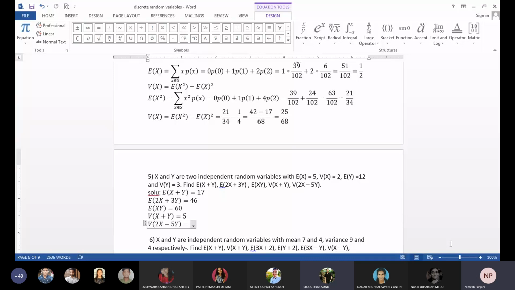One second sir, let me recheck. 4 into 2 is 8. 83, you said, right? Yes sir. Okay. Are others also getting the same answer? Yes, sir. Okay, fine. So now I think these properties of variance and expected value are clear.